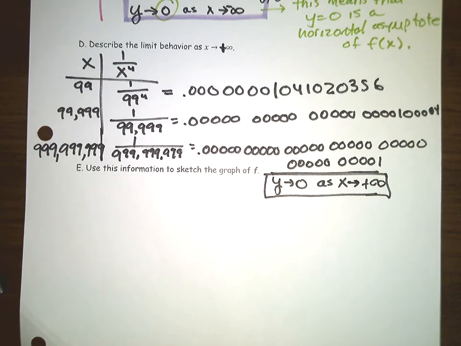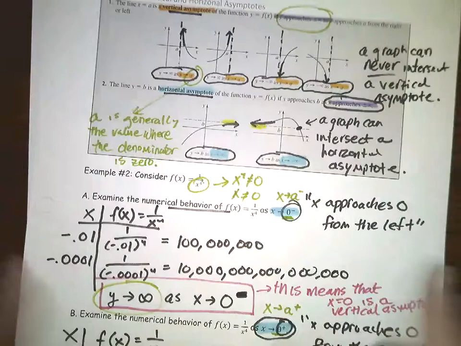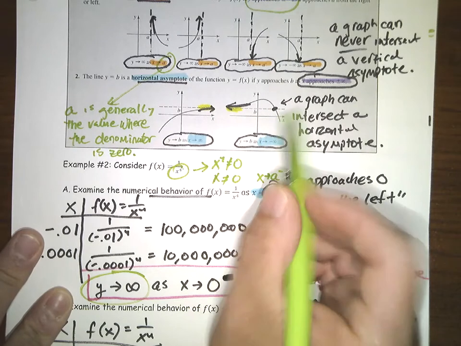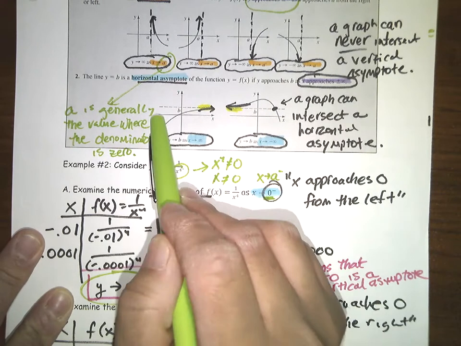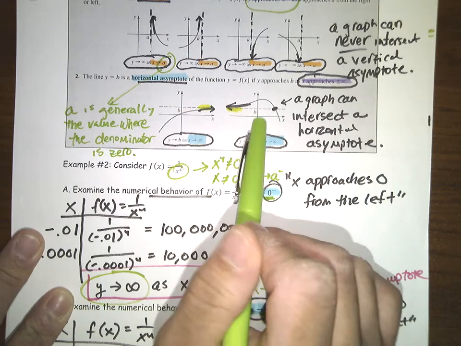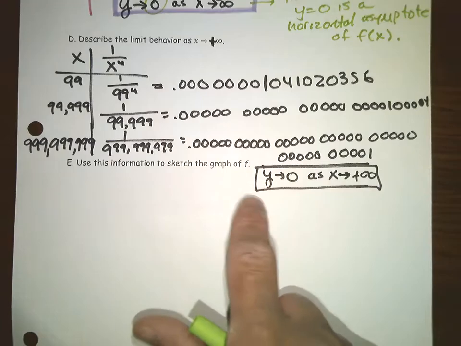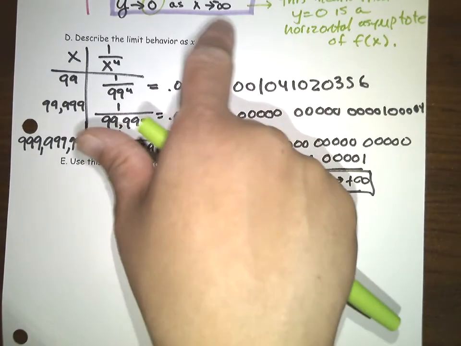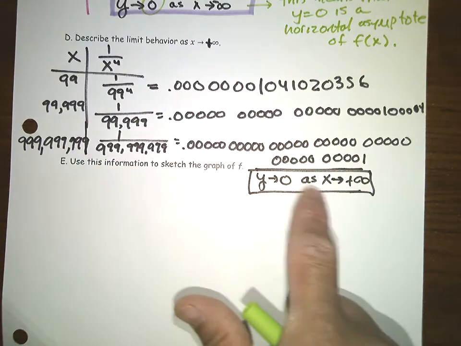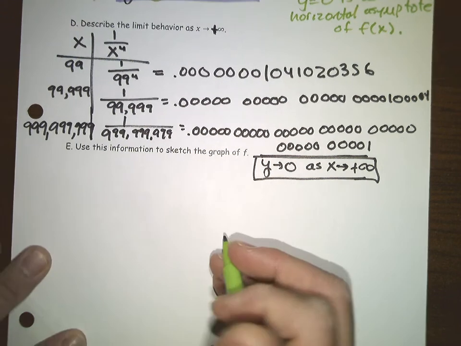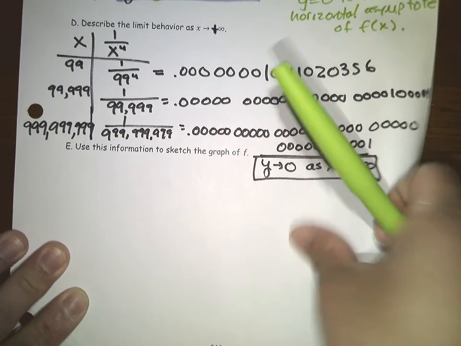And so now, again, remember though, it doesn't matter whether y approaches b as x approaches infinity and negative infinity, because it only has to be from one side. But in this particular case, it approaches 0 from the case when x approaches negative infinity and from the case when x approaches infinity. So now, last item here is to use this information to sketch the graph of f.